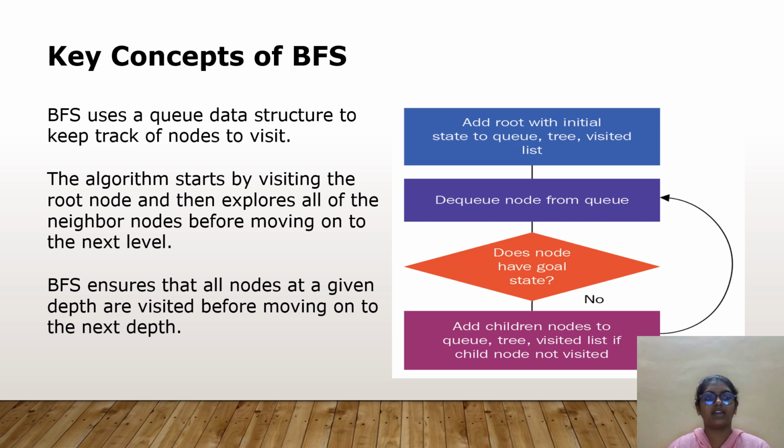Key concepts of BFS. BFS uses a queue data structure to keep track of nodes to visit. The algorithm starts by visiting the root node and then explores all the neighbor nodes before moving on to the next level. BFS ensures that all nodes at a given depth are visited before moving on to the next depth.